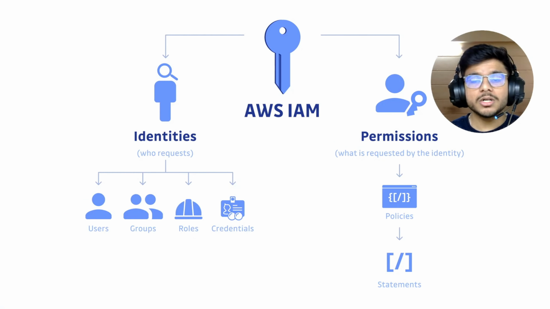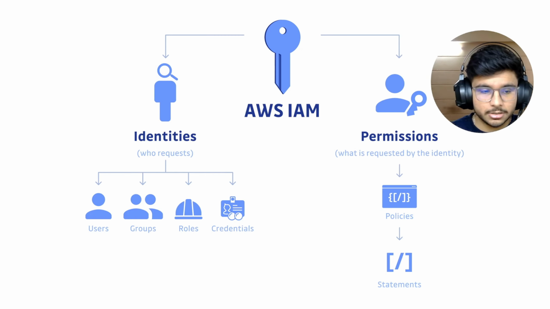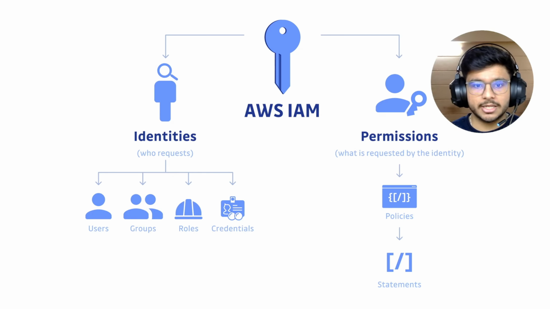Now, what does IAM provide? IAM provides two basic things. One is identities and the other is permissions. Under identities, there come four things: users, groups, roles, and credentials. And under permissions come policies, which I already told you about. Now, the four things that come under identities are a little bit different, which I'll tell you.